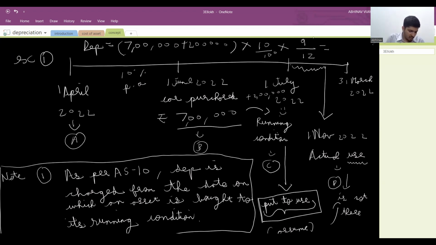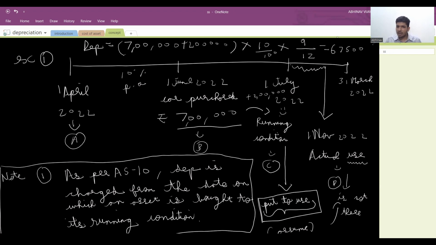So 9 lakhs into 3 by 4 into 10%. So it's basically 67,500 rupees. This is the depreciation. Now, if you already read it in 11th and 12th, you know how it's calculated. But I'm assuming you didn't read it.